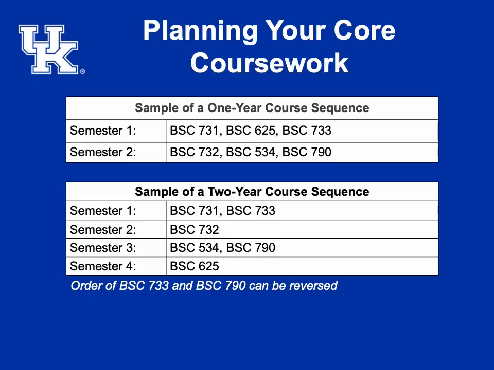And then for the 2-year sequence, basically you're taking one 3-credit-hour course per semester, as well as finding 2 semesters where you can fit in the 1-credit 733 seminar and another semester for the BSc 790 independent research. So again, because 731 is a prerequisite for 732, we recommend semester 1 starting with 731, and then in semester 2 taking 732, and then moving into semester 3 taking BSc 534, and finally in semester 4 taking BSc 625.